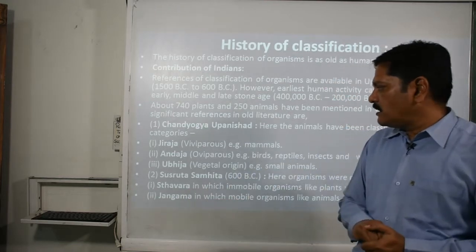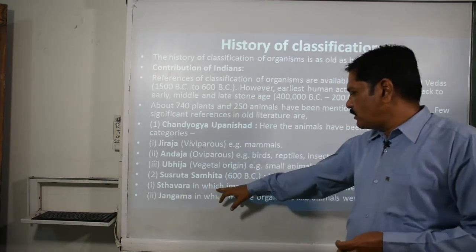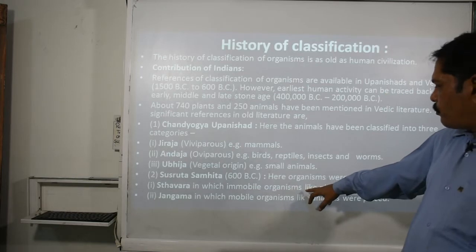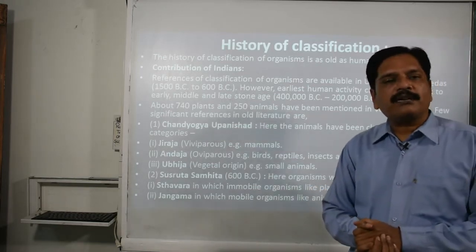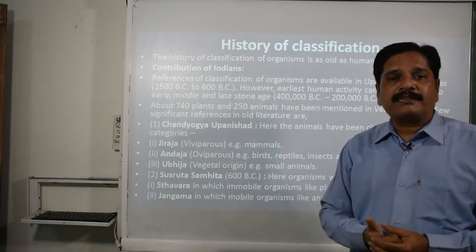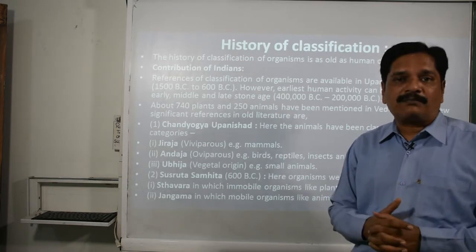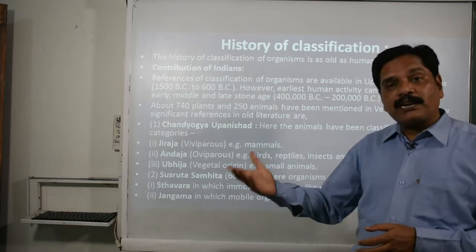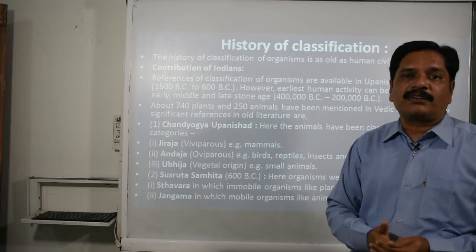Isthavara and the second is Jangama. In Isthavara, the immobile organisms like plants were kept. Later we will discuss the two kingdom classification. So this is one of the criteria of two kingdom classification.